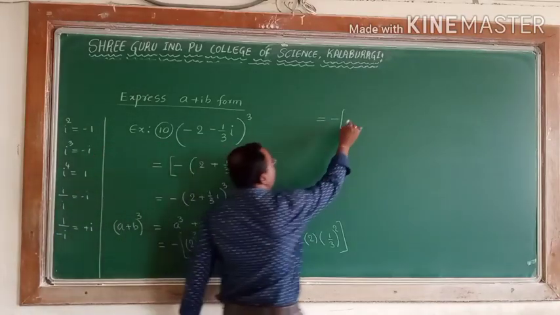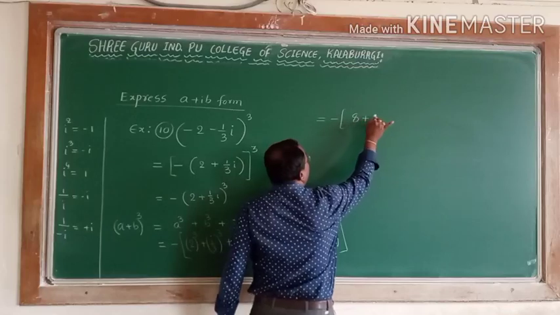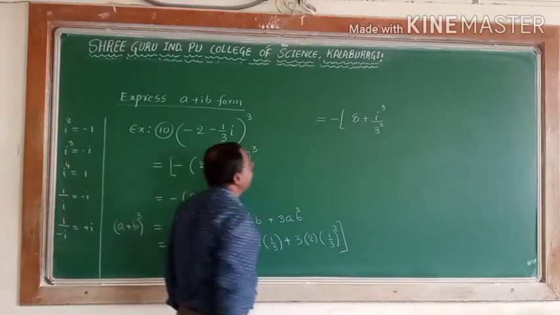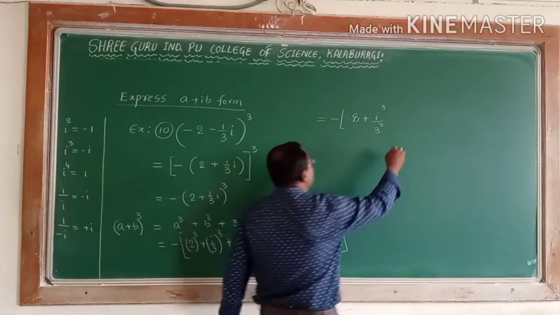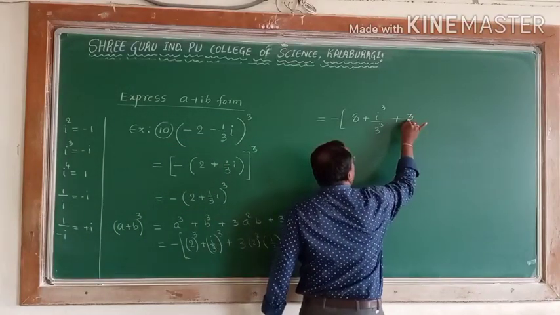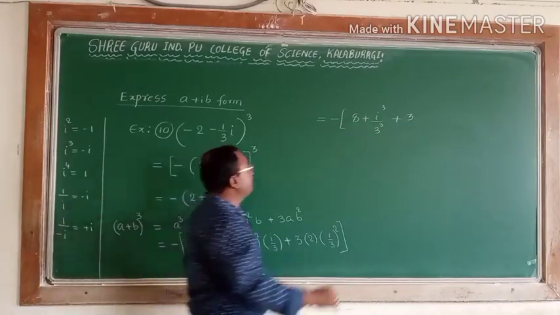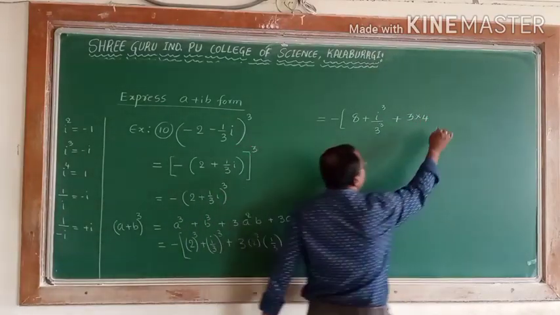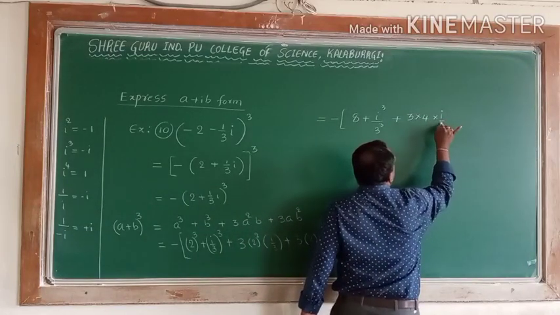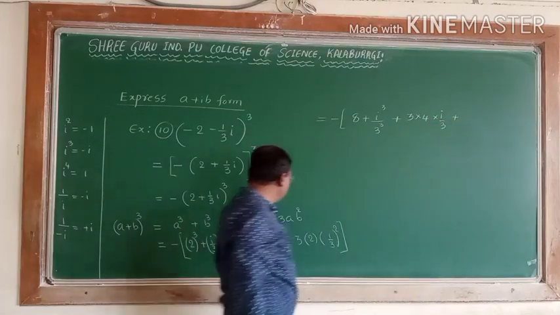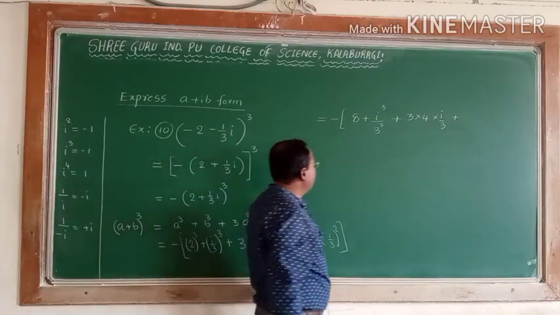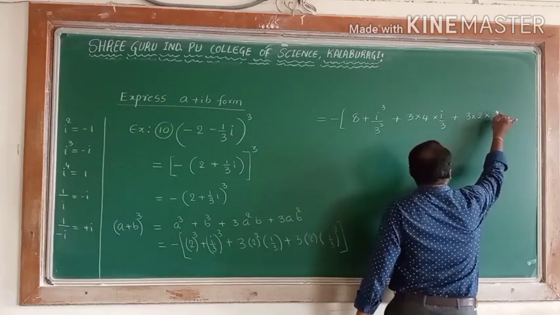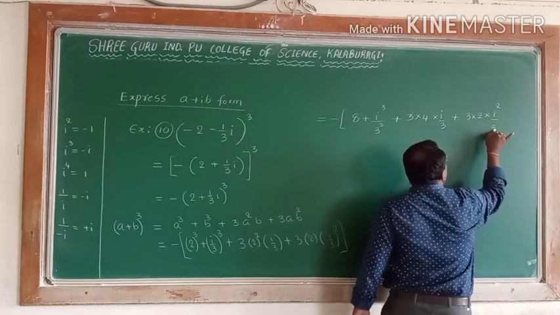2 cube is 8, plus i cube divided by 3 cube, plus 3 as it is. a square, 2 square is what? 4, into i by 3, plus 3 into 2, into i square divided by 3 square.